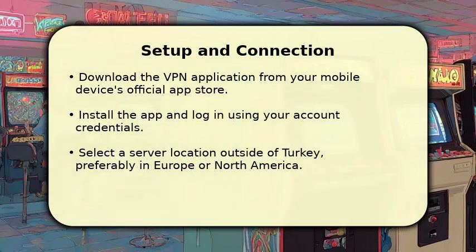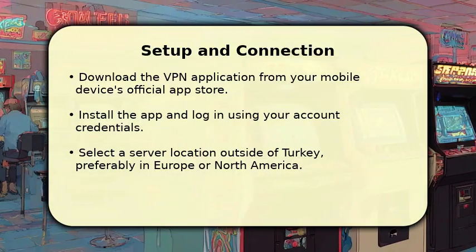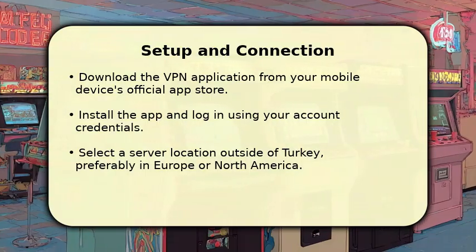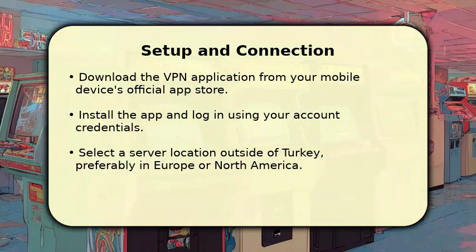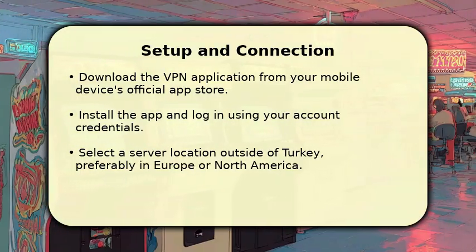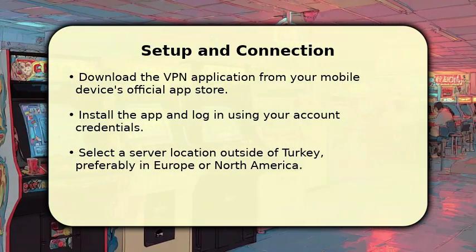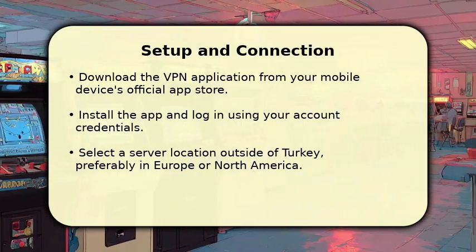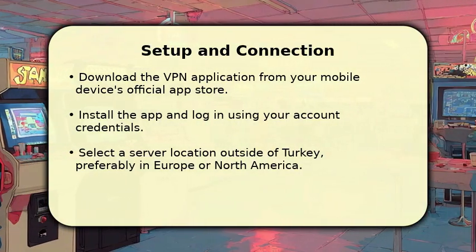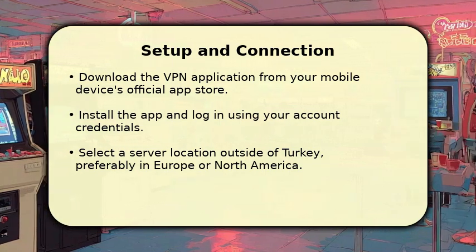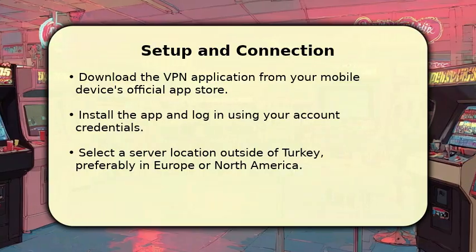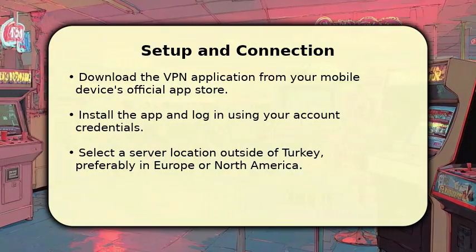Once you've chosen a VPN, download its mobile application from your device's app store. Installation is straightforward, usually taking less than 1 minute. After installing, open the app and log in. You'll then select a server location outside of Turkey, such as in Europe or North America, for optimal performance. Tap the Connect button, and your device will establish a secure connection. This process typically takes only a few seconds to complete.